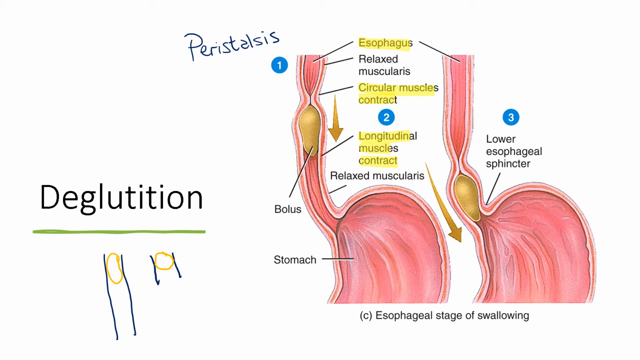When the circular muscles contract, they're going to have this wave of contractions squeezing it down. Kind of a wave down, squeezing it further and further as the bolus continues to travel down.